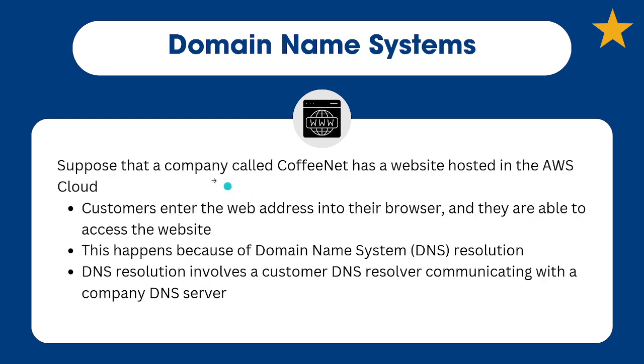Suppose you had a company called CoffeeNet that has a website hosted in the AWS cloud. Customers enter the web address in their browser. They type in coffeenet.com, or .net, whatever the ending is, and they're able to access the website. The reason these computers in the network can communicate with each other is because of domain name systems. The computer doesn't see CoffeeNet; it's translated into the actual IP address that makes these connections possible. DNS resolution involves a customer DNS resolver communicating with a company DNS server.